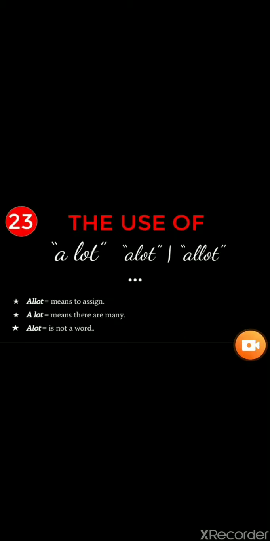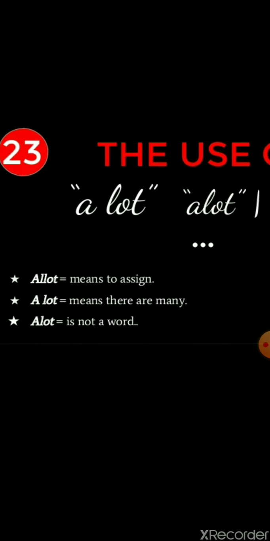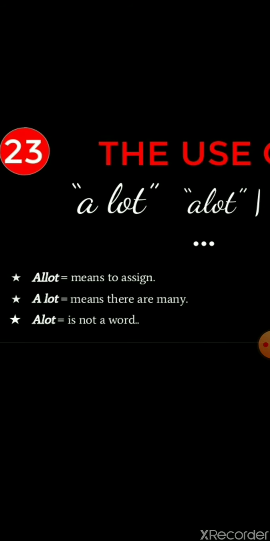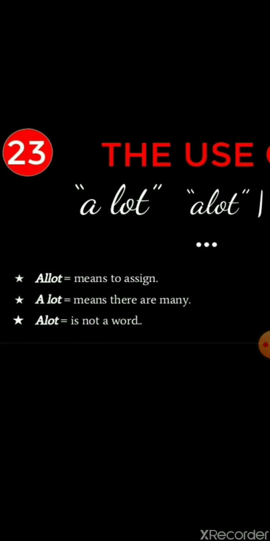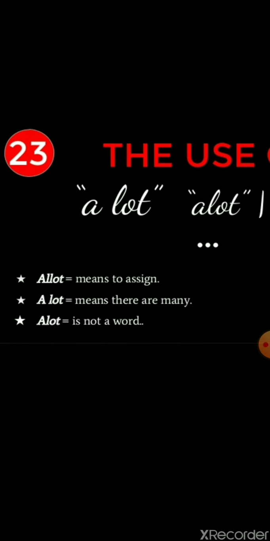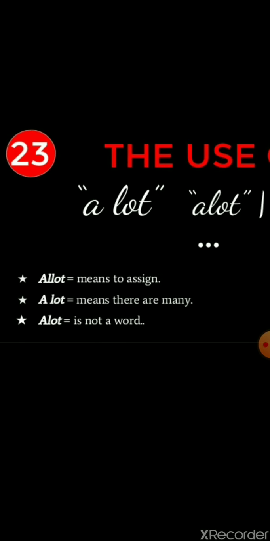Next is the confusion in the words allot, a lot, and alot. Okay, so three types of words on the screen. Look at the usage. Allot means to assign. I have allotted him 2 assignments to complete by evening. A lot means there are many. A lot, there are many things, a countable noun. Alot is not a word, so please don't use it in speaking or in writing.